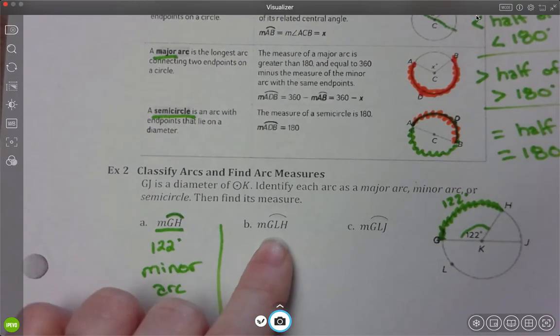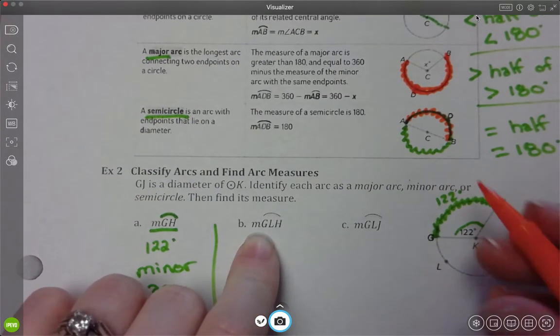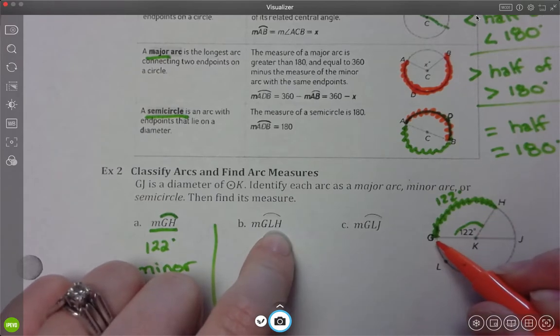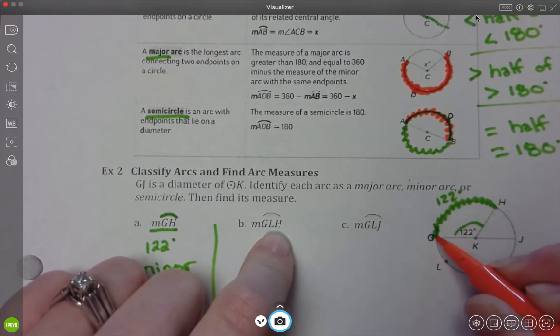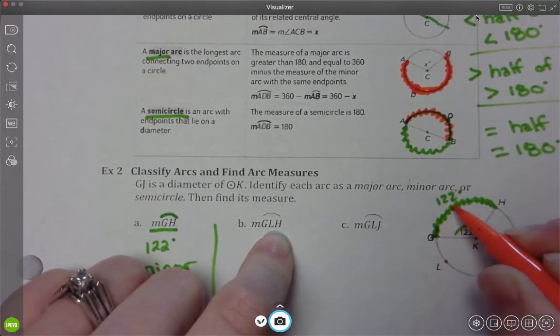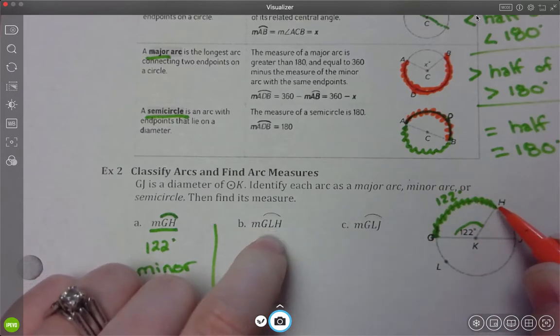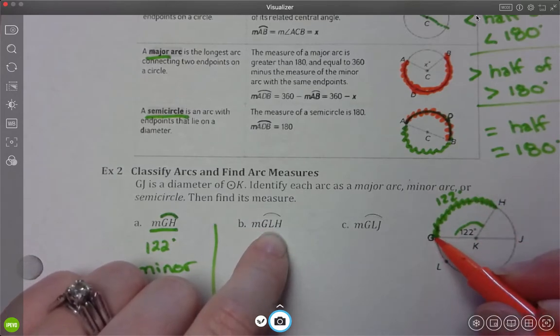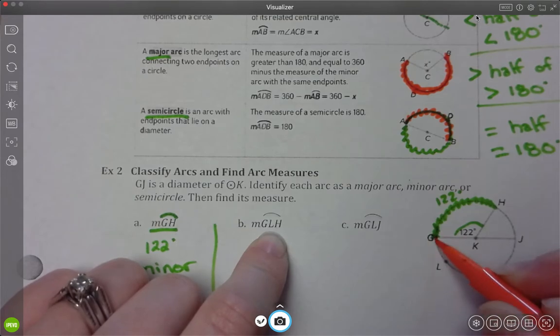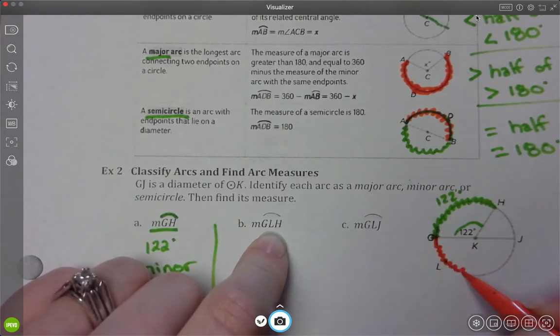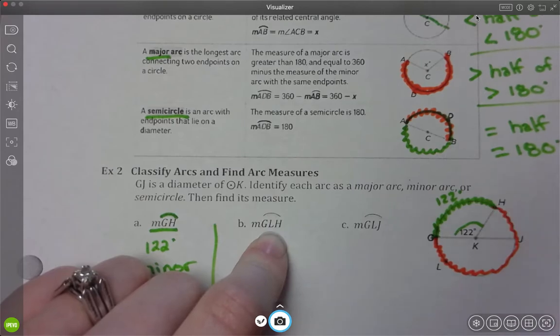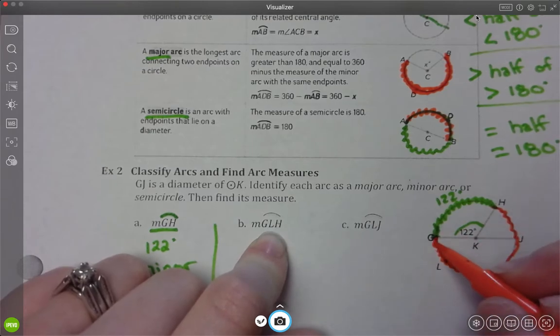Okay, B is GLH. GH was just from here to here, so they put that additional letter in the middle there to know that I'm going this direction. I'm going from G to L and then around to H. They could have also done GJH as well, so I would know that they're going this way around, but I'm going this direction.